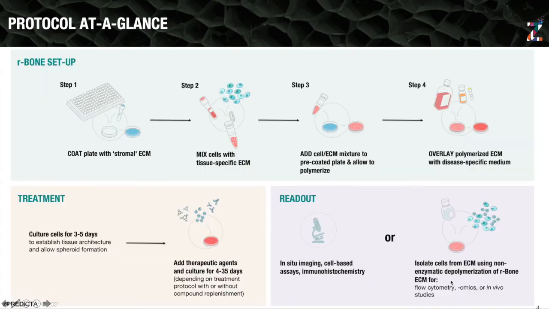Here is a really quick overview of how the culture is set up. We pre-coat the plate with stromal ECM, which is present for pretty much all of our systems. Then cells are mixed with the tissue-specific ECM, and this mixture is overlaid over the stromal ECM. Sometimes stromal cells are also added to either the mixture or the stromal ECM. Then this overlay is allowed to polymerize, and medium is added with the disease-specific supplements.